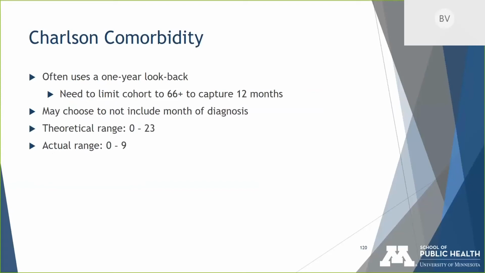So for Charlson Comorbidity, when we look in the claims, we often use a 1-year look back. Remember, Christy said that as you're defining your cohort, you may require Medicare enrollment for 1 year prior because you want to look at their claims, and you don't want to include people whose claims you can't possibly observe because they weren't enrolled. So usually you're going to need to limit your cohort to age 66 plus in order to capture the full 12 months of enrollment.